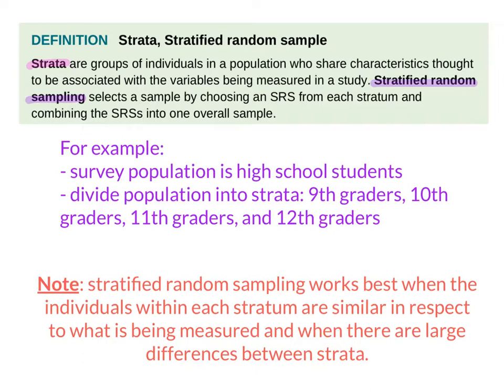A note about stratified random sampling is that it works best when the individuals in each group, for example 9, 10, 11, 12, are similar in respect to what is being measured. So maybe it's about hours of homework, or their sleep habits, or the amount of extracurriculars they do. They're related, but there's going to be some difference, because I don't think I need to convince you that 9th and 12th graders are different in a lot of ways, but similar enough that you could still include them in the same survey.